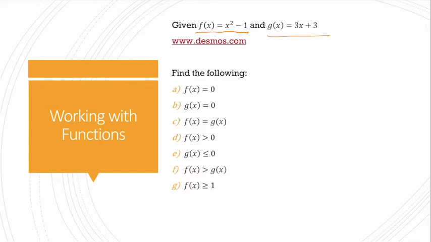The first thing I want to find is f of x equals 0. So I'm going to go ahead and set f of x equal to 0. Well, x squared minus 1 is going to factor to x plus 1 times x minus 1 equals 0. And I use my zero factor property to determine that x equals 1 or x equals negative 1. We just found our x-intercepts.